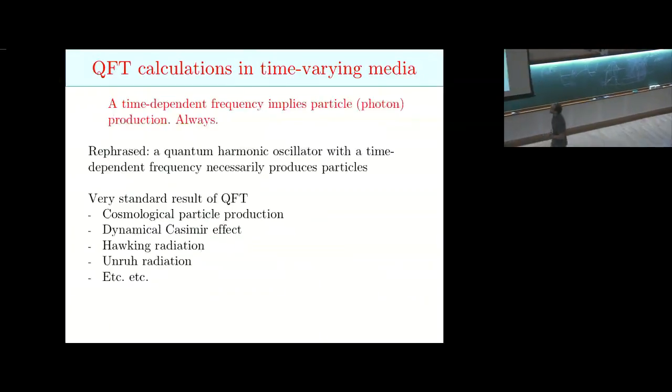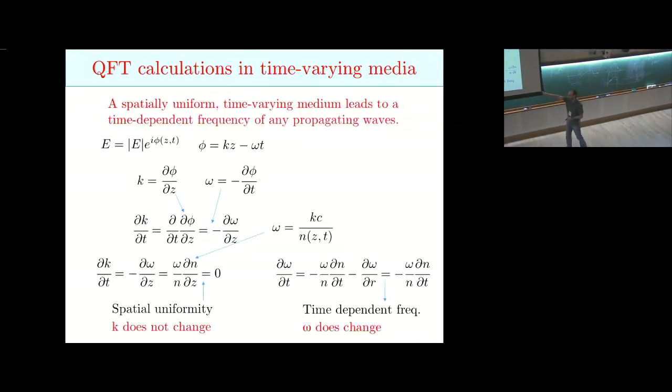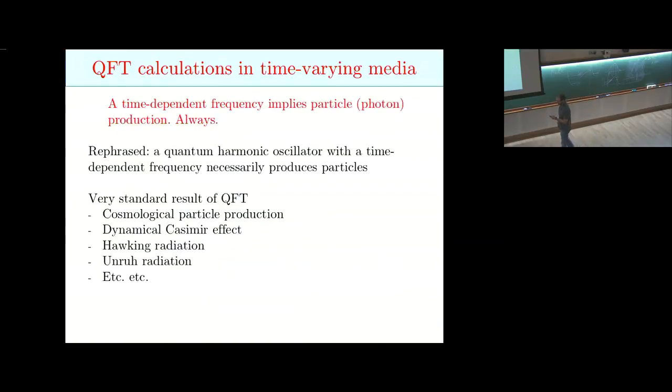Okay, so I've demonstrated the first of the two sentences that I wrote on my slide: omega changes in a time-varying medium. The second, and probably the more important bit: a time-dependent frequency implies particle or photon production, always. There are only very specific situations in which this doesn't happen, but they are quirks, not the norm.